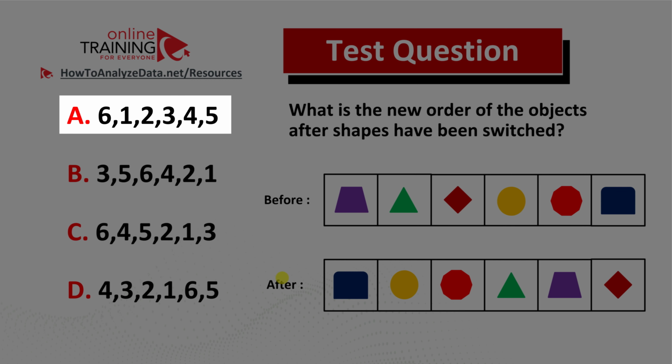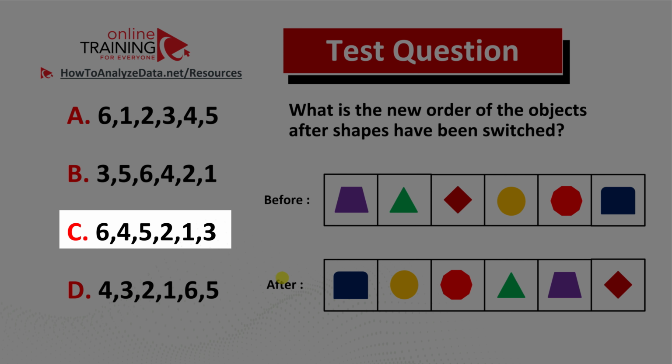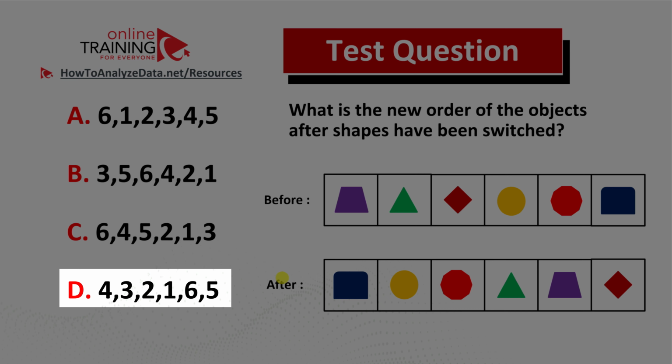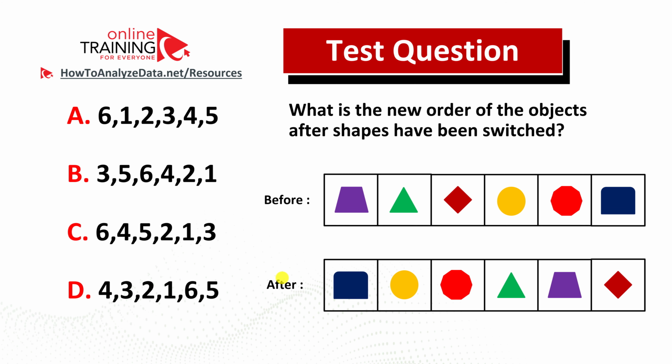Choice A for the new order: 6, 1, 2, 3, 4, 5. Choice B: 3, 5, 6, 4, 2, 1. Choice C: 6, 4, 5, 2, 1, 3. And choice D: 4, 3, 2, 1, 6, 5. Do you think you know the answer? Let's see if we can solve this challenge together.